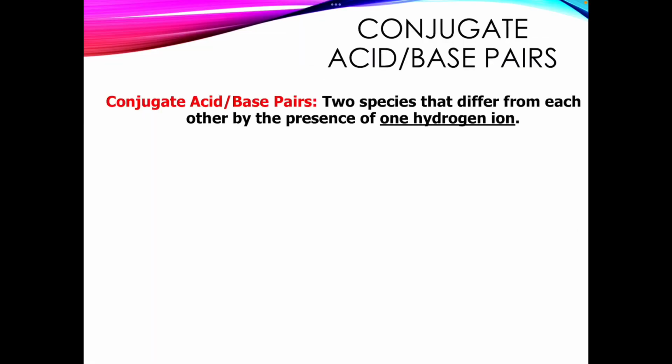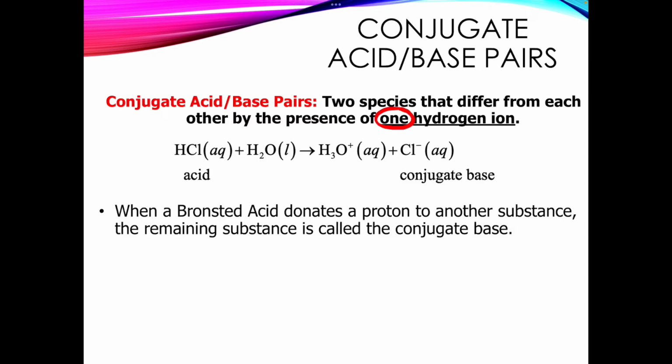So since we've been talking about things gaining and losing hydrogens, this leads us to talk about conjugate acid-base pairs. These are two species that differ from each other by the presence of just one hydrogen ion. Here's an example. We know hydrochloric acid is an acid. It has an H in the front. During this reaction, our water is going to act like a base and our hydrochloric acid will act like an acid.